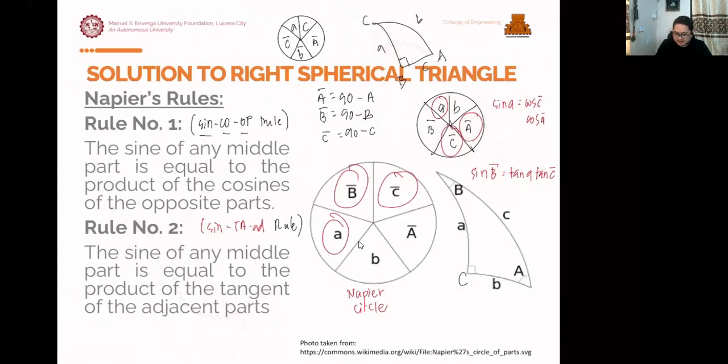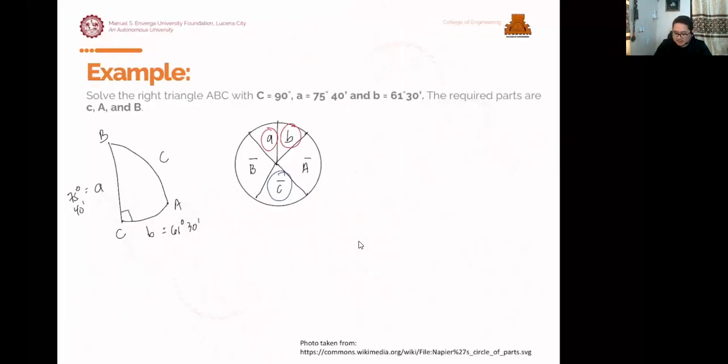Our rule number 1 is the sine co-op rule, which states that the sine of the middle part is equal to the cosine of the opposite parts. So this is our middle part, and its opposites are these two. Okay? So that will be sine of bar C is equal to the product of cosine A and cosine B.